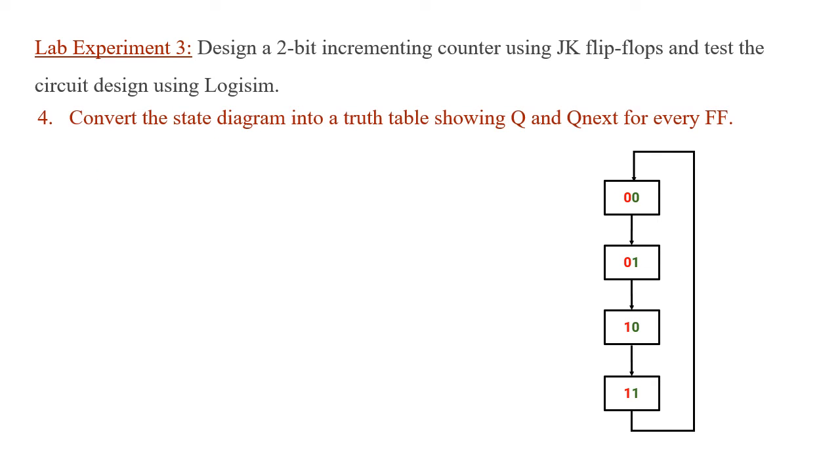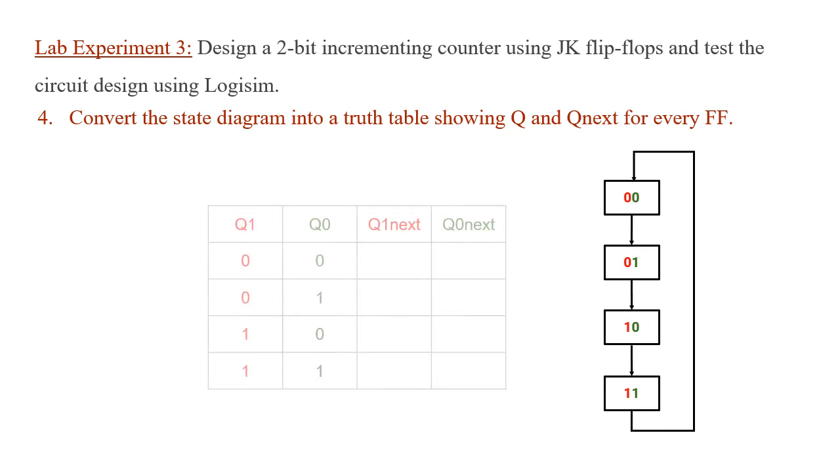Now in step 4, we're converting the state diagram we've generated previously into a state table showing Q and Q next for every flip-flop. We've determined that we're going to need to use 2 flip-flops. You can name them FF0 and FF1. So that means in the table we're going to need 1 column for Q1, 1 column for Q0, 1 column for Q1 next, and Q0 next.